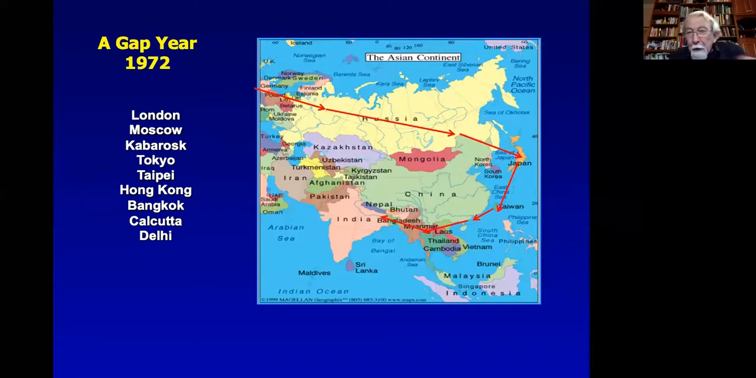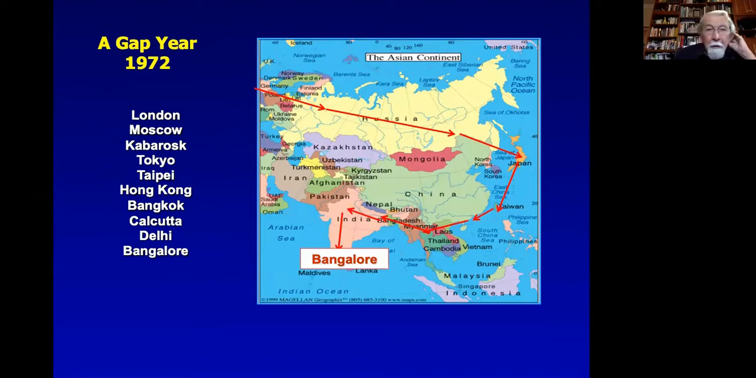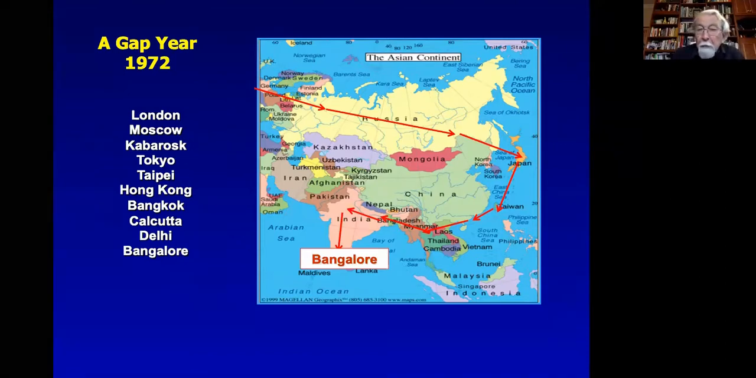So I'd already been on the journey quite a few months. And then from Calcutta, I went down, ended in Bangalore. This time, the first time, 1972, I hadn't managed to go to Mysore. That came in future visits. But I fell in love with India.